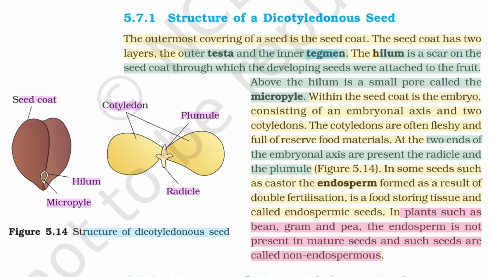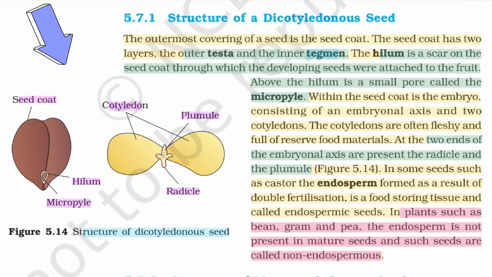5.7.1. Structure of a dicotyledonous seed. The outermost covering of a seed is the seed coat. The seed coat has two layers, the outer testa and the inner tegmen. The hilum is a scar on the seed coat through which the developing seeds were attached to the fruit. Above the hilum is a small pore called the micropyle. Within the seed coat is the embryo, consisting of an embryonal axis and two cotyledons. The cotyledons are often fleshy and full of reserve food materials. At the two ends of the embryonal axis are present the radicle and the plumule, figure 5.14.